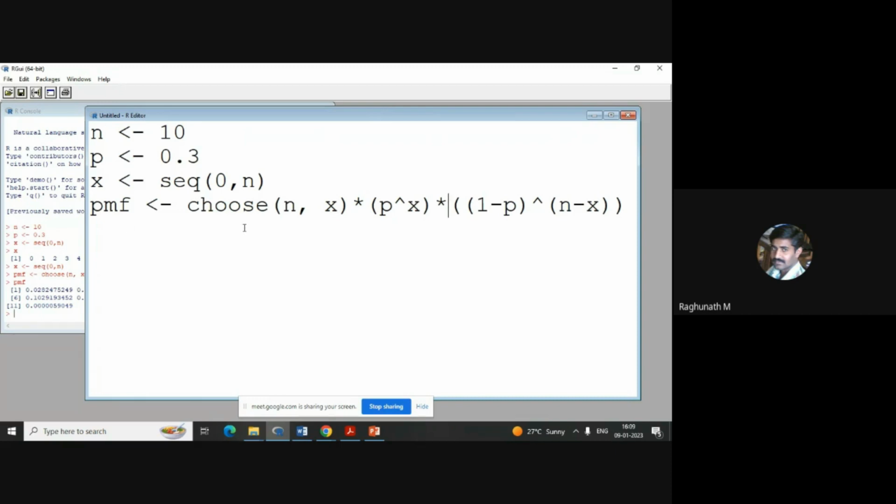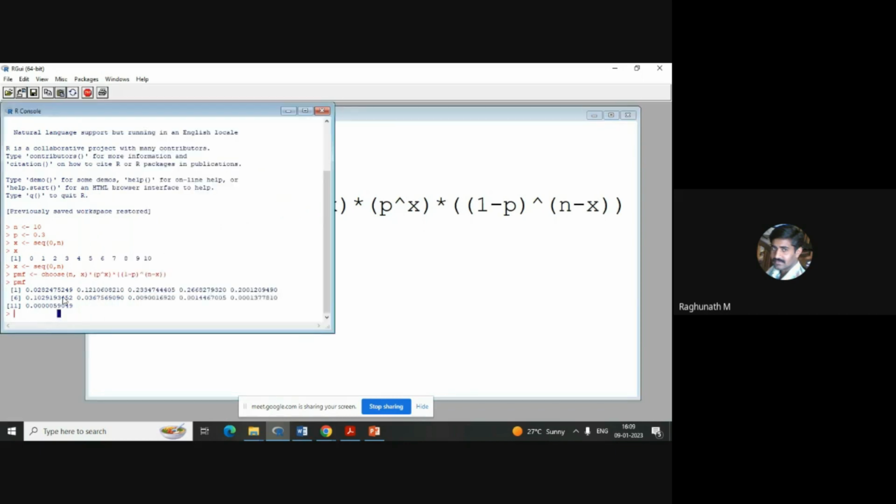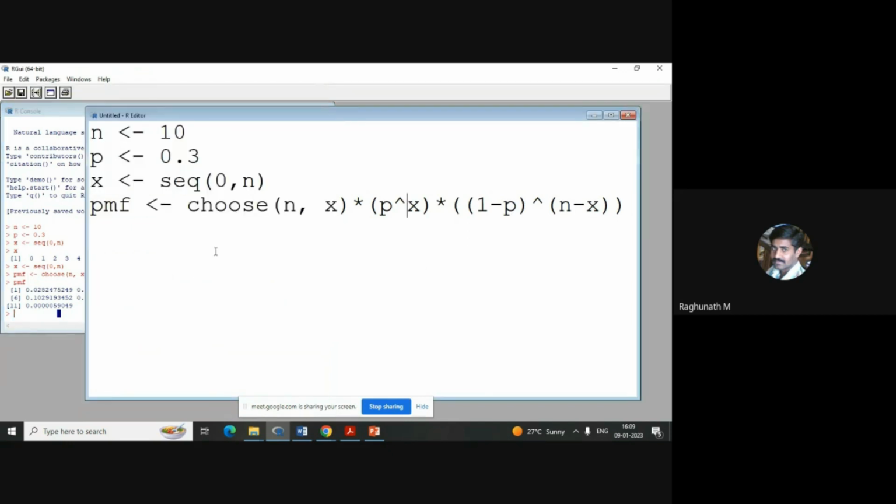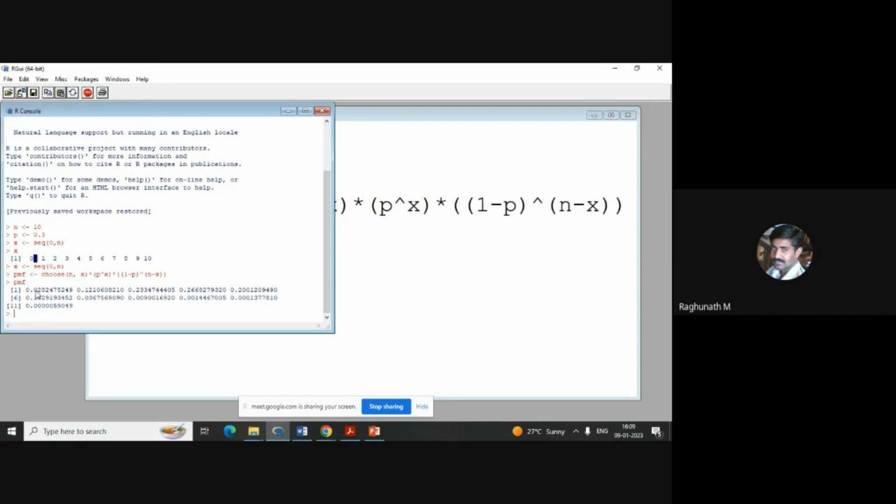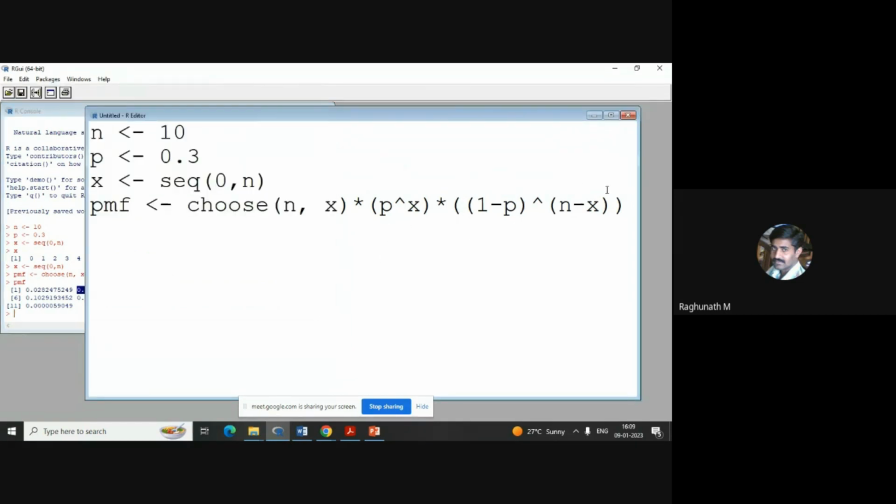Once you compute this, as I told you, we have computed the probability mass, but we don't know how things are behaving. So to get a pleasant look at all these, we can go for plotting the PMF. Since this is discrete, we are not going to get a continuous curve. At 0 we have this much mass, at 1 this is the mass. So we are going to get something like a line chart, and we have to specify that.